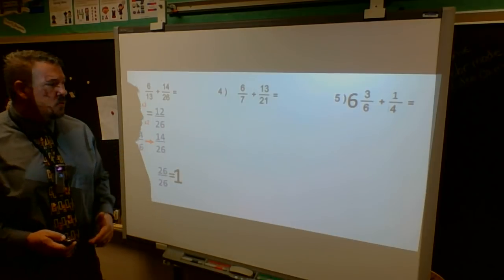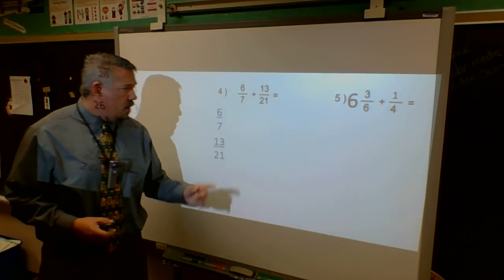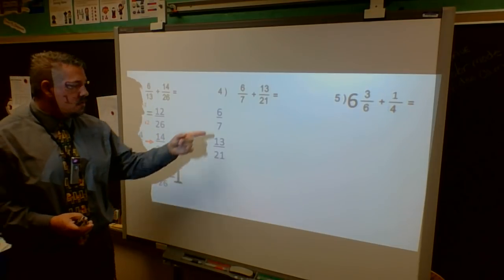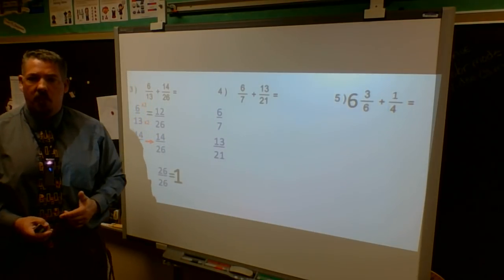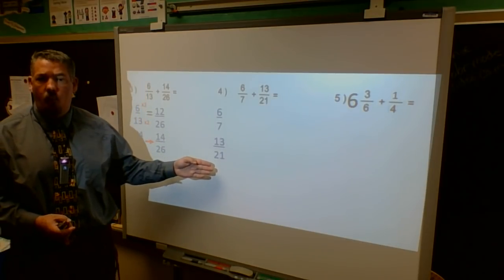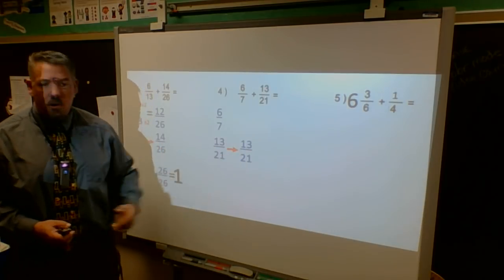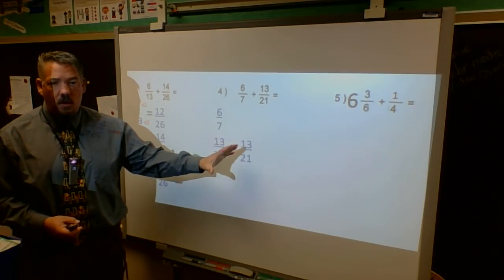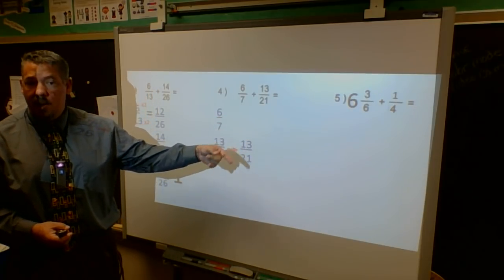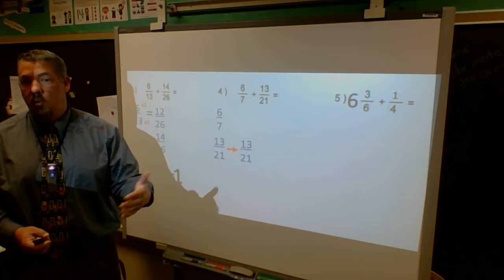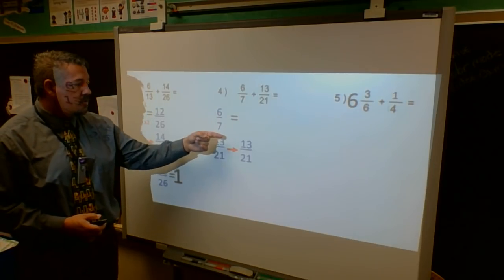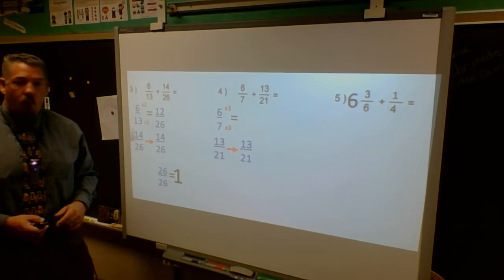Now that won't be the case with the next two. I don't have a common denominator, so I'm going to stack them. And I'm going to look and see if my smallest denominator will go into my largest one evenly. 7 is indeed a factor of 21, so I know that works. So I'm going to keep my 21 as my denominator, and I'm not going to change my numerator. That means I have to change my 7, though, into a 21, so I have to know what I'm doing to 7 to get 21.